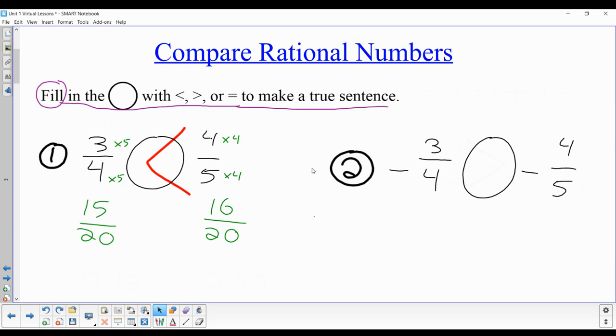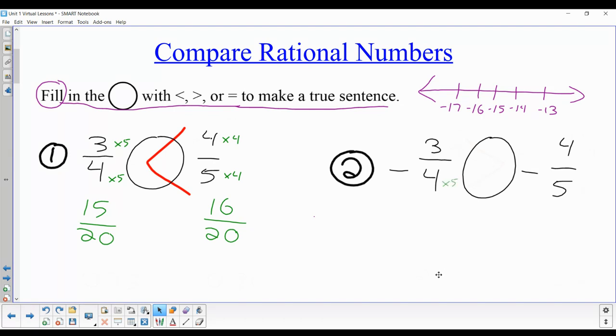Problem number 2, they are also both fractions, and they also both have denominators of 4 and 5. The only difference with number 2 is that they are negatives, so I can stress and remind you that on the left side of the number line, that is left of 0, numbers go backwards. So for example, negative 13 is larger than negative 17. So a good common denominator again would be 20.